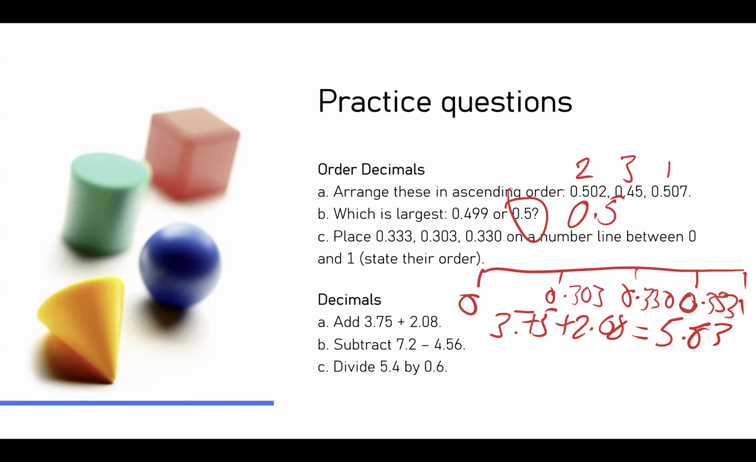Now take away 7.20. So 7.2, we have to make it into two decimal places, so it becomes 7.20 take away 4.56. Now this is a bit more complicated, because if we do 7 minus 4, it would equal 3. But if we do 20 minus 56, we would get minus 36. But you can't write it like that. So all we would do is 3 take away 0.36 to find out the answer.